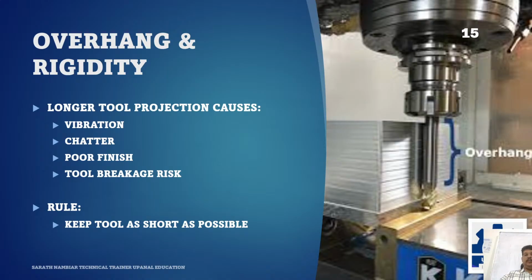Here, always the rule is keep the tool as short as possible while still reaching the feature. For example, you have a 100 long cutter and you have to machine a depth of around 60 only. Keep it plus 5, keep only 65 overhang, not more.